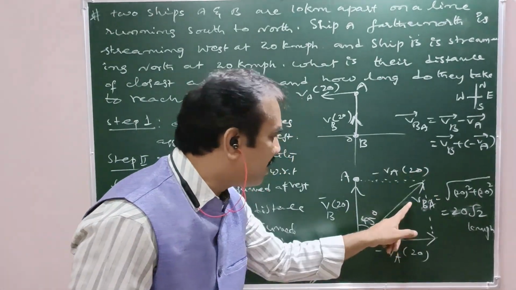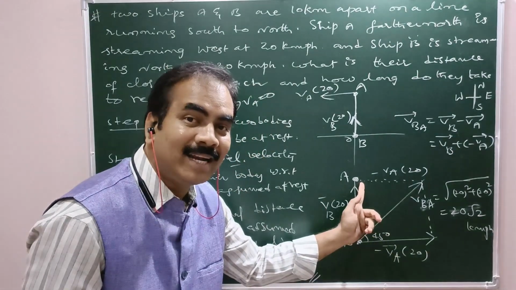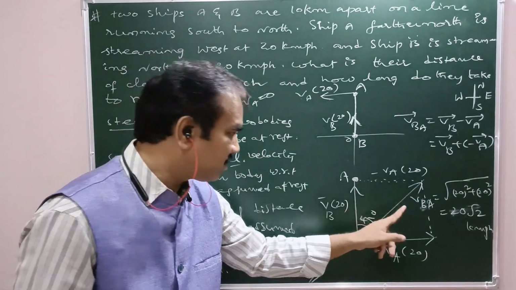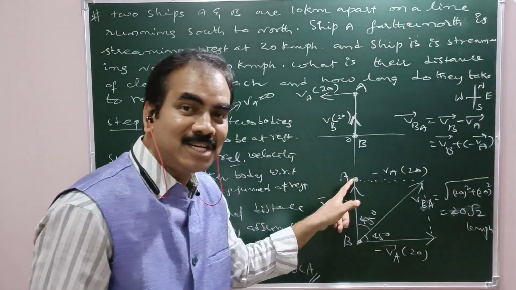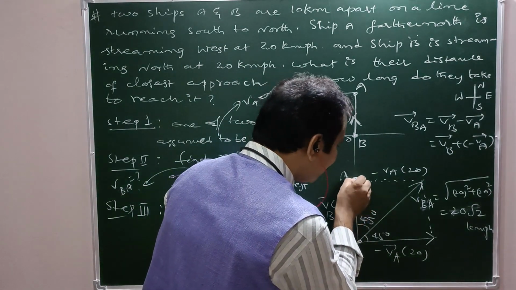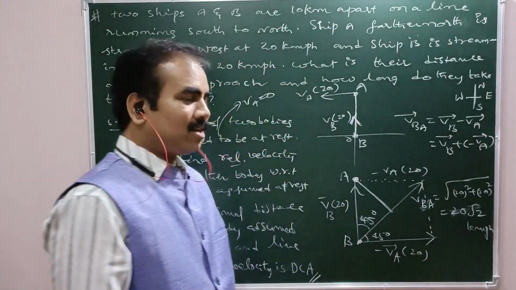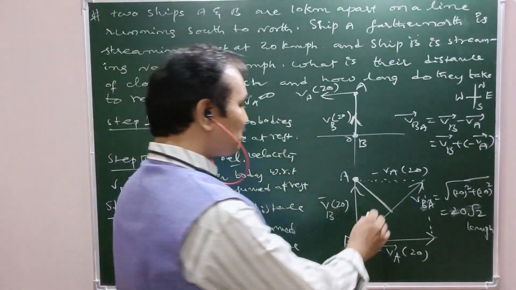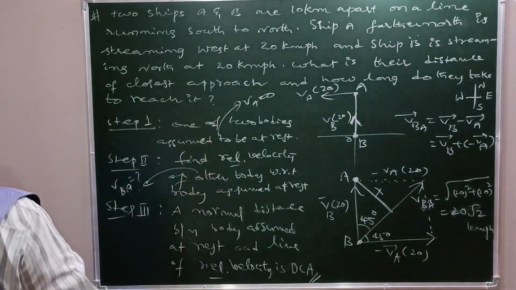Draw the line of relative velocity of the other body B with respect to the previous body, which is assumed at rest. So this is the line of VBA, and this is the body assumed at rest. A normal distance from the body assumed at rest to the line of relative velocity is the shortest distance, x. For example, this is x. So these are the steps.